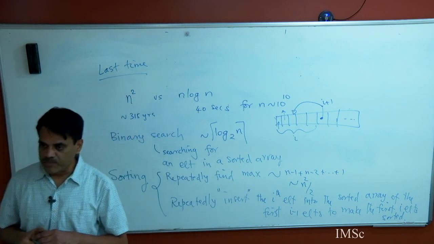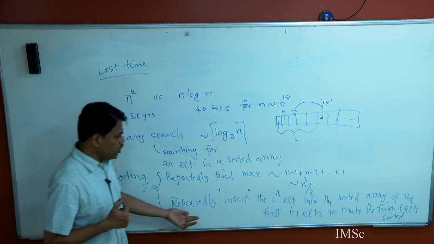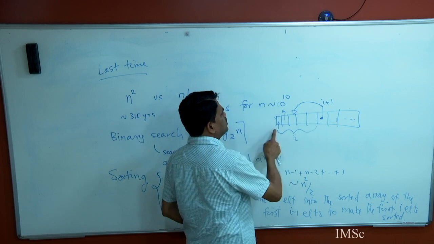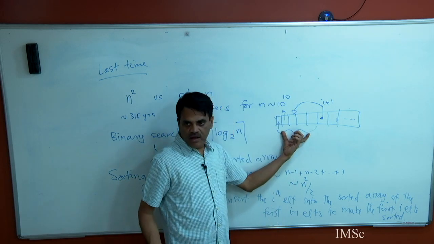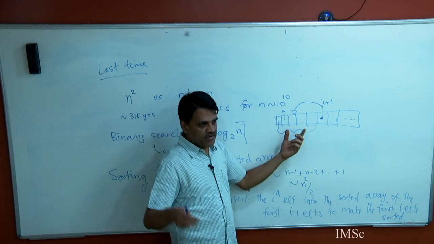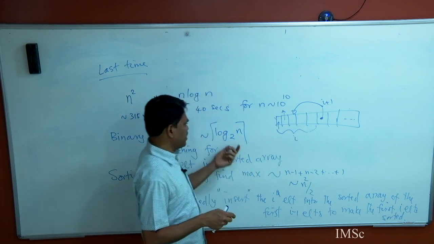Okay. So, these are a couple of algorithms we saw, and how do you insert the ith element into this array? Since this is already sorted, you can apply binary search, taking log i many comparisons.